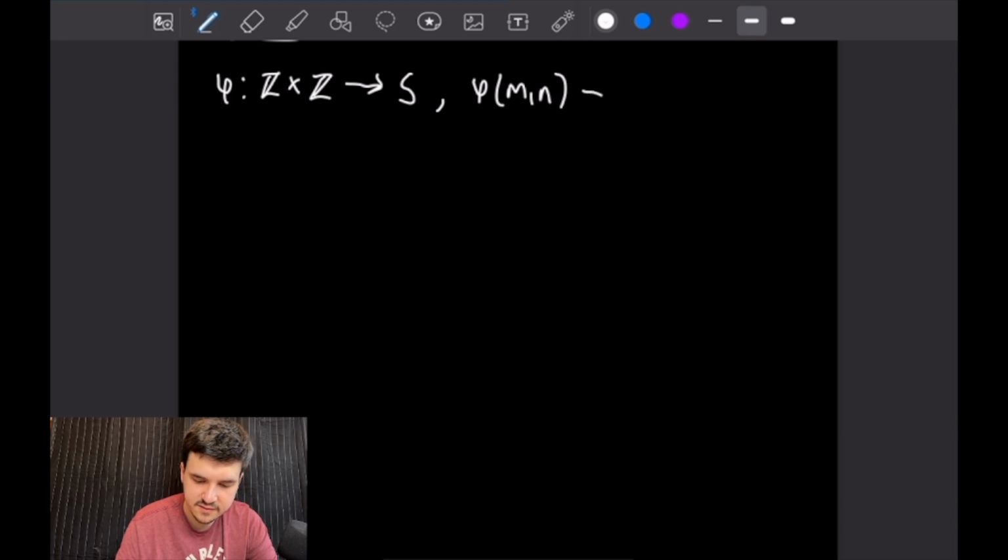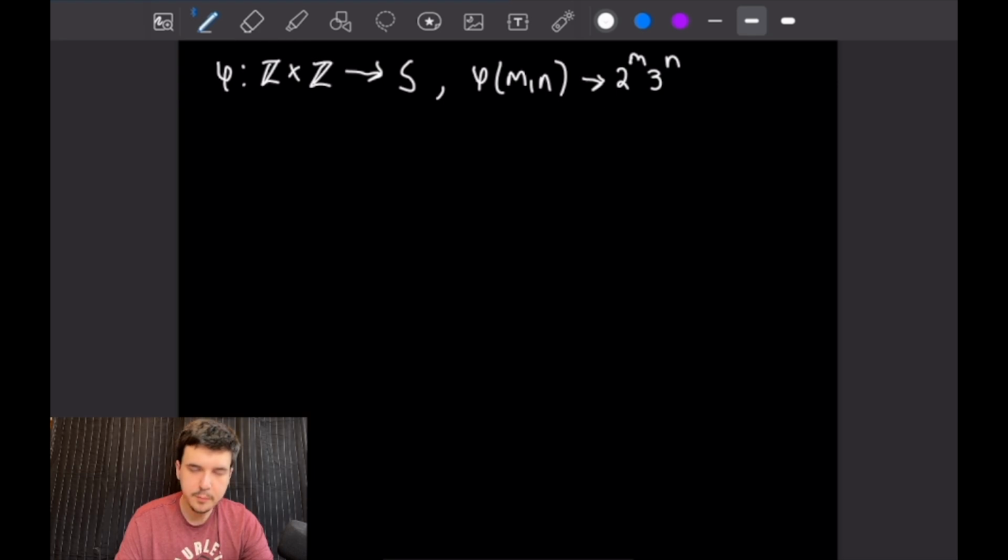So we're going to take phi, which goes from the integers cross the integers, and it goes into our subgroup, which we defined to be S. And what phi is going to do is it's going to take an m and an n from the integers, and it's going to map them in the following way, where we have 2 to the m times 3 to the n. Like I said, probably the fairly obvious function that you would come up with. And from here, now we have to show a few things to show that this is a bijection.